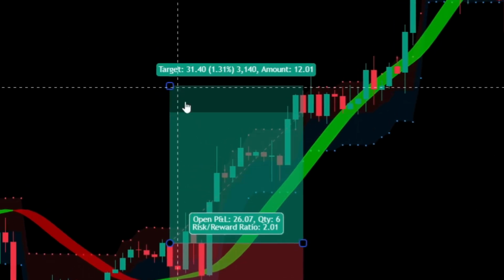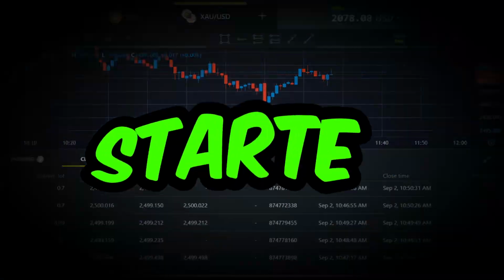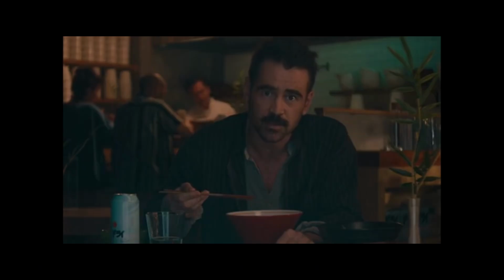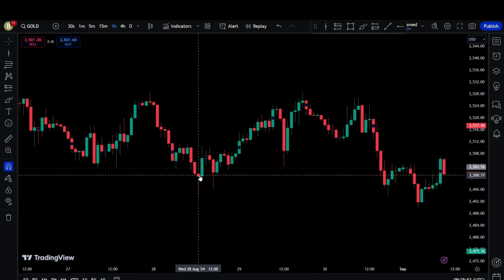I'll walk you through a real example where I use these powerful indicators to take a trade and make a profit. So let's get started. To get started with this strategy, you'll need to add two indicators on TradingView.